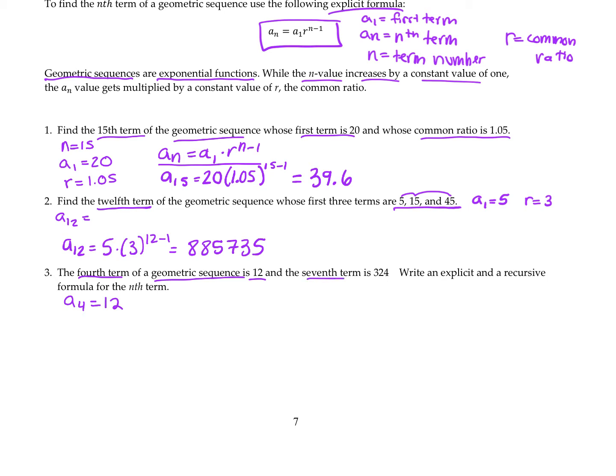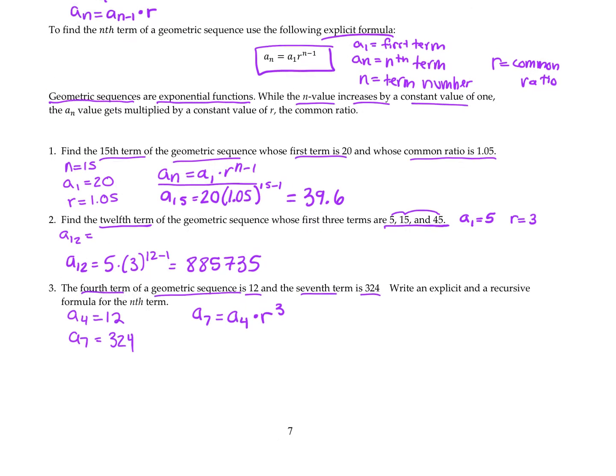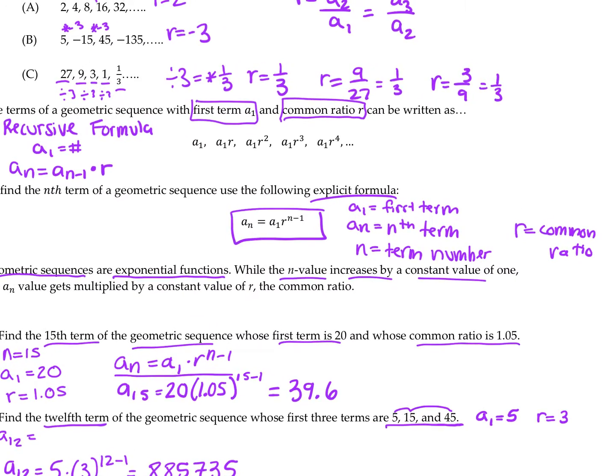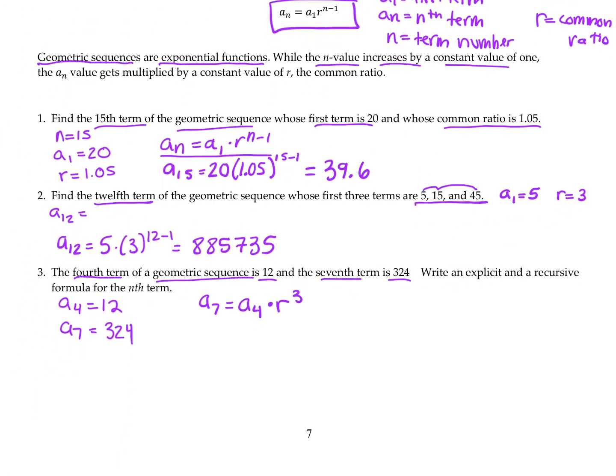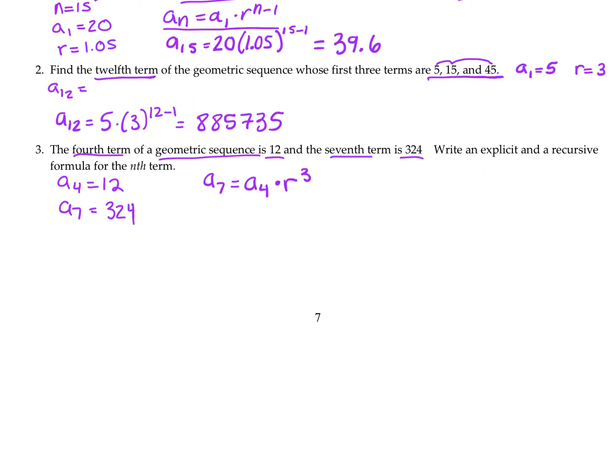And the seventh term is 324. All right, so I know that if I have the seventh term, that would be the fourth term times r to the third power. And we kind of know that from this sequence up here, that if this is my first term, second term, third term, fourth term, I'd find it by doing a1 times r to the third power. Because again, it's always n minus 1. So I know that 324 would equal 12 times r to the third power.